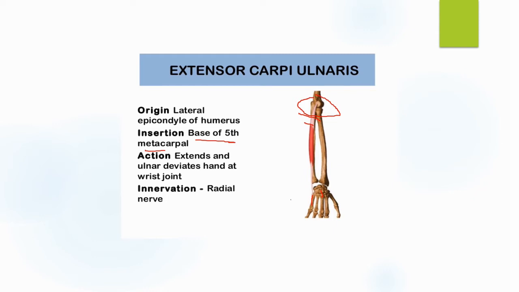Because the fifth metacarpal here is lateral to the axis of rotation of the wrist, the extensor carpi ulnaris functions to extend and ulnar deviate the wrist. So to isolate this muscle with manual muscle testing, you would perform resisted wrist extension with a component of resisted ulnar deviation.